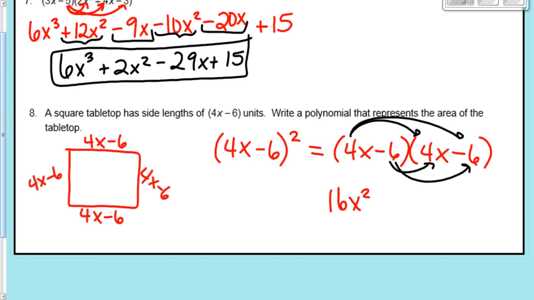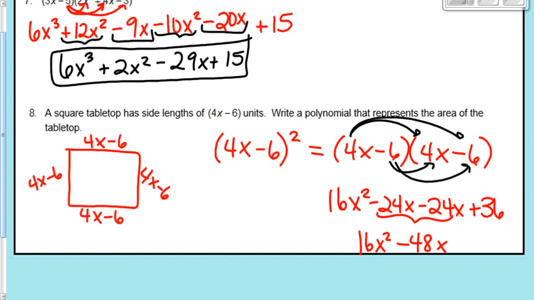So I've got 16x squared minus 24x. Then again, I happen to get minus 24x plus 36. Combine these middle two, so 16x squared minus 48x plus 36. There's my answer.